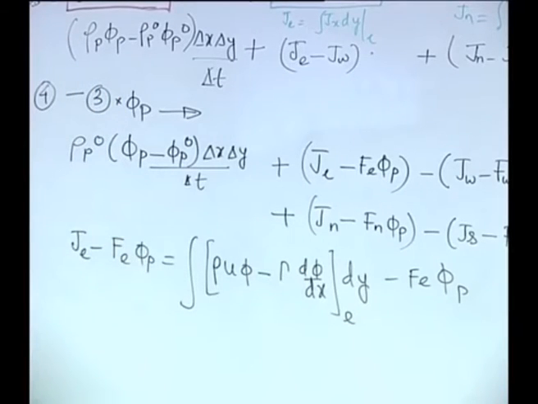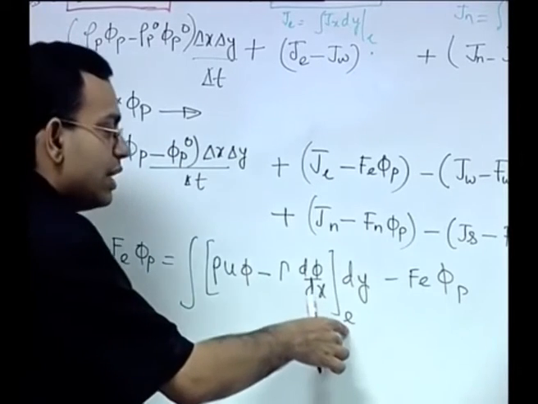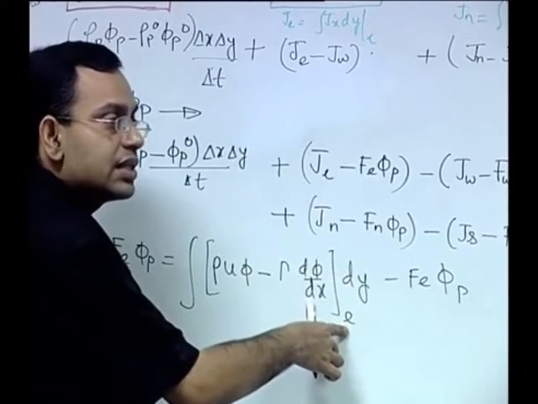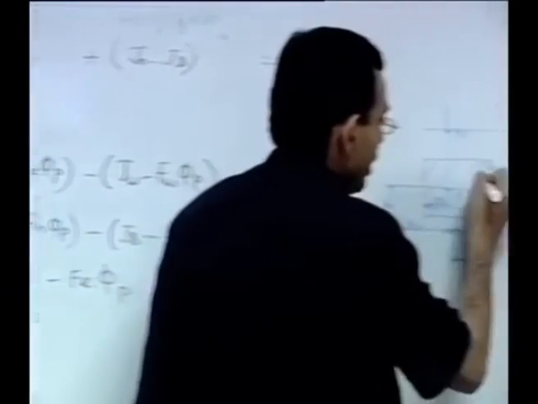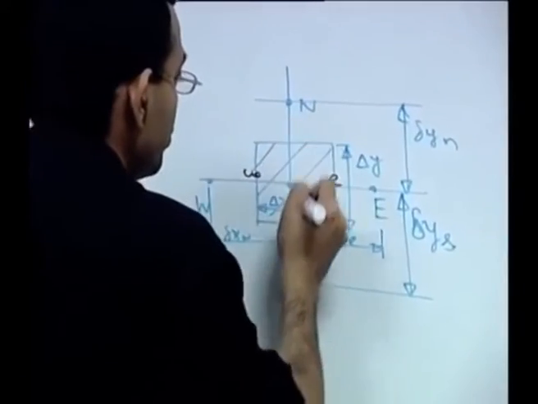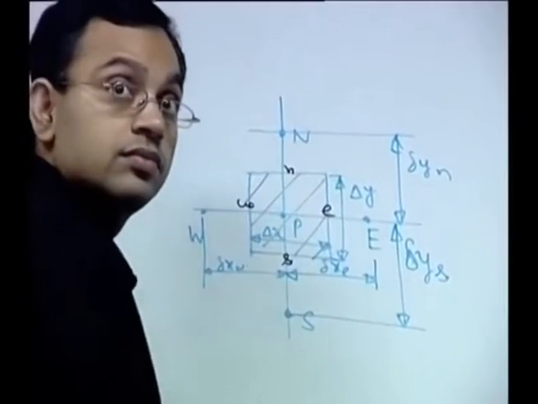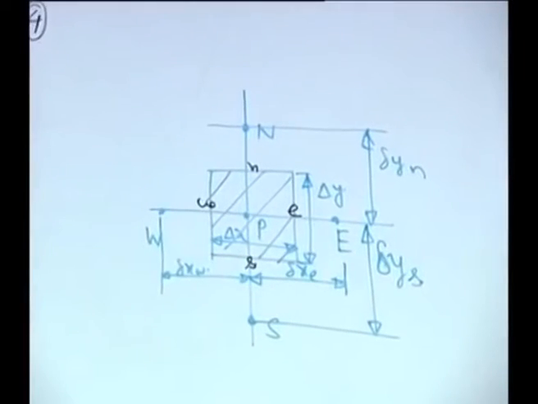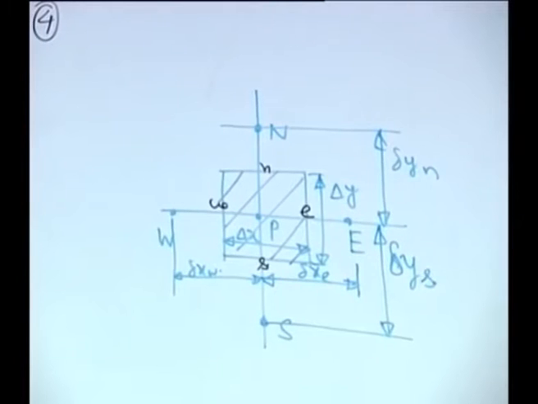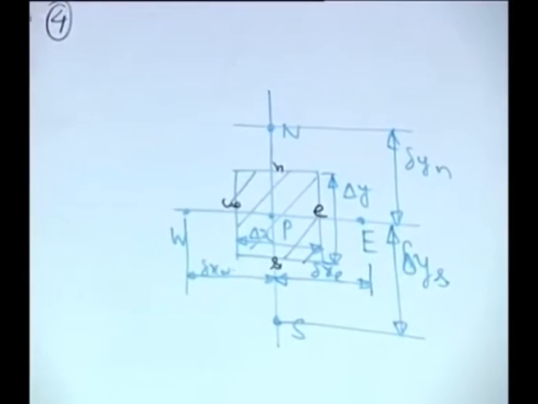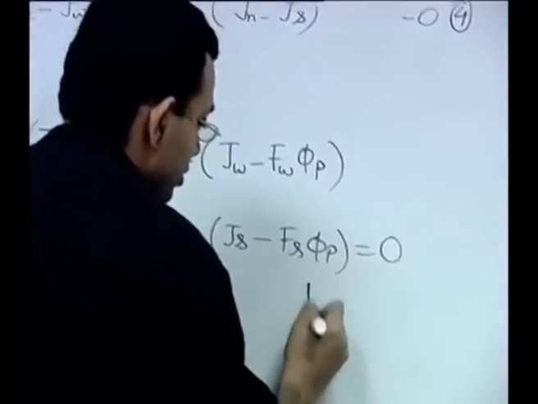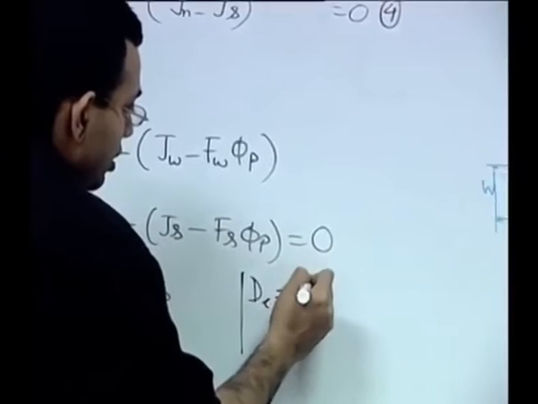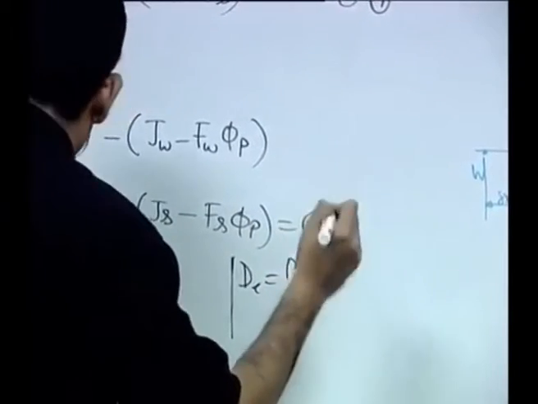Now, you can non-dimensionalize this one. Remember, we are calculating at the small e phase, so the appropriate length scale is delta xe. We are calculating here, this is small e, small w, small s and small n. Now, using that as an appropriate length scale, we can have a diffusion strength dE equal to gamma e by delta xe.